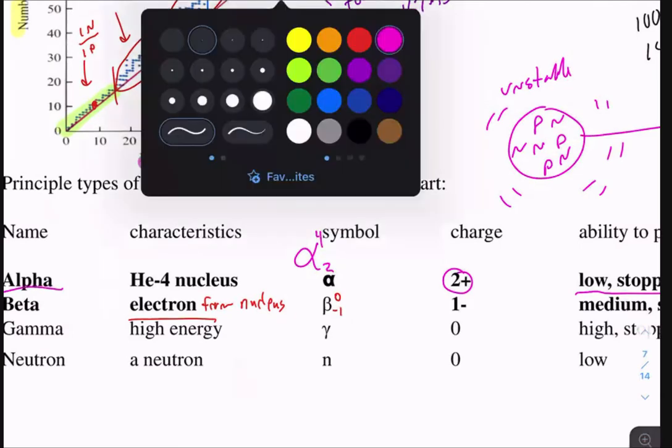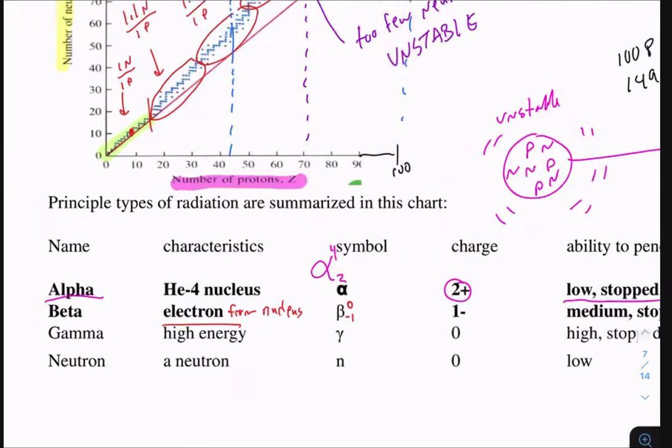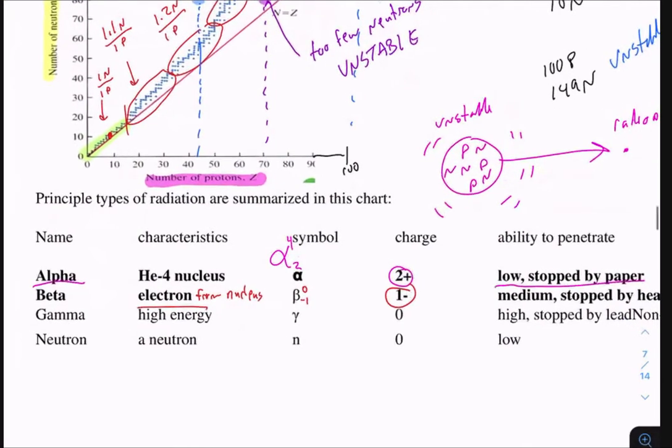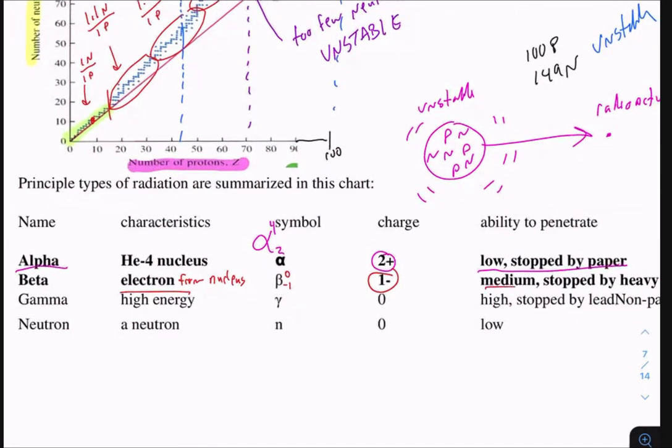Okay, so the beta has a charge of -1. And as far as penetration ability, it's medium. If you're wearing a hoodie and a t-shirt underneath it, that would be sufficient to stop a beta particle. Right? It has more penetration ability than an alpha, but not much more. Okay?